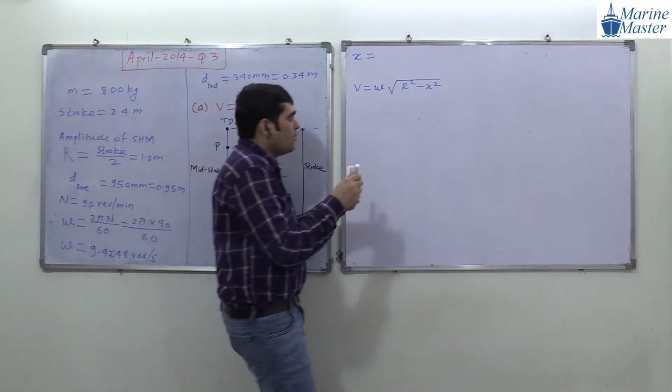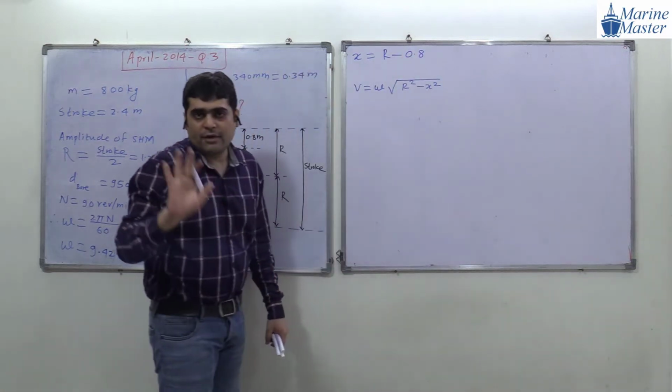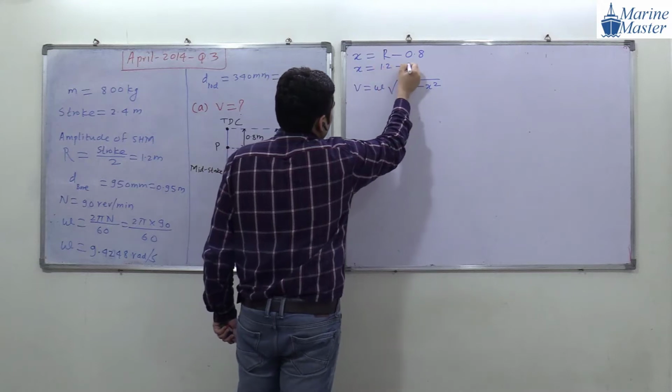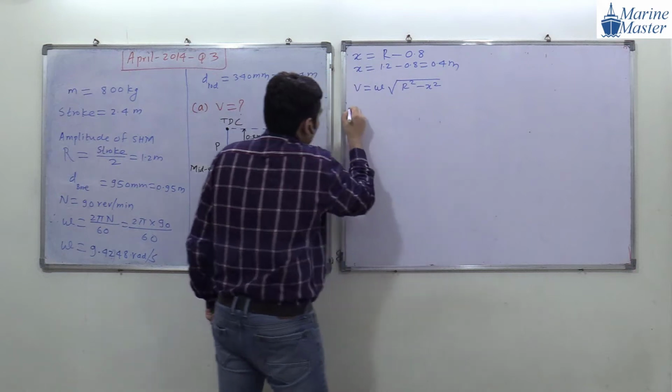So X will become R minus 0.8. Everyone try to see the scenario here. Very simple discussion. So R is what? 1.2 meter minus 0.8 meter. So it will become 0.4 meter. So velocity will become what?